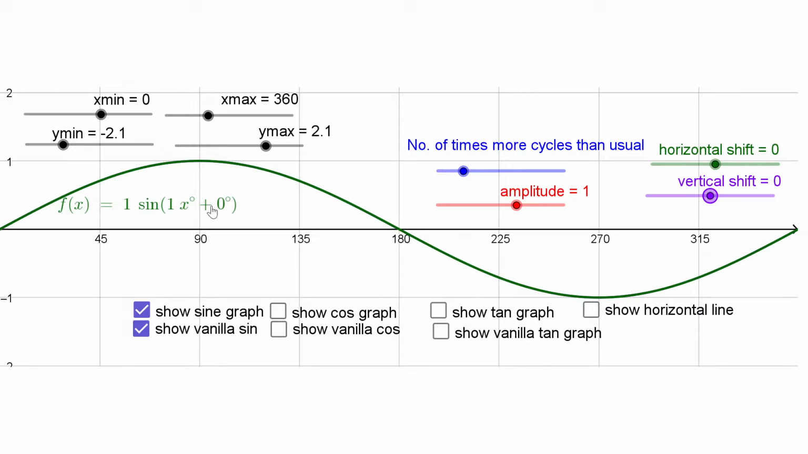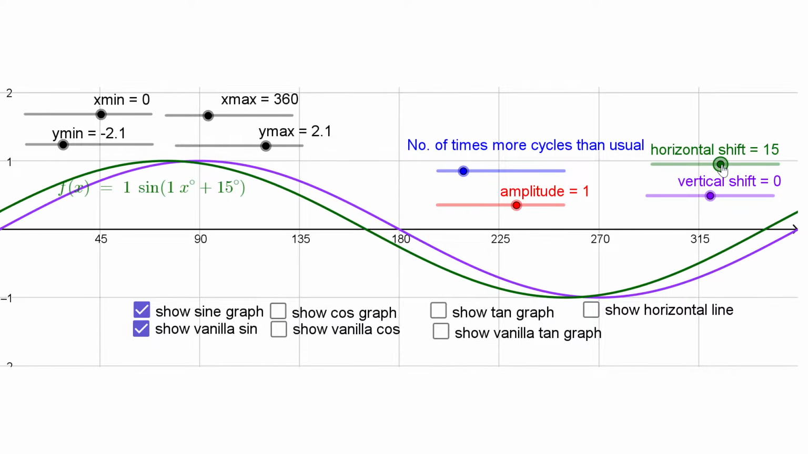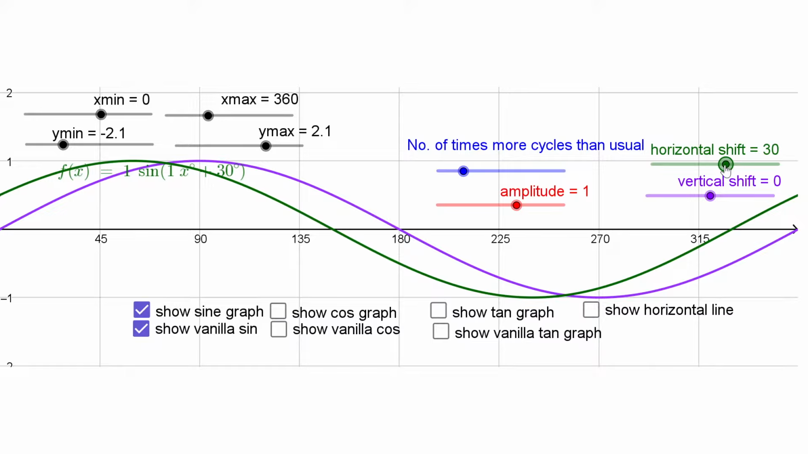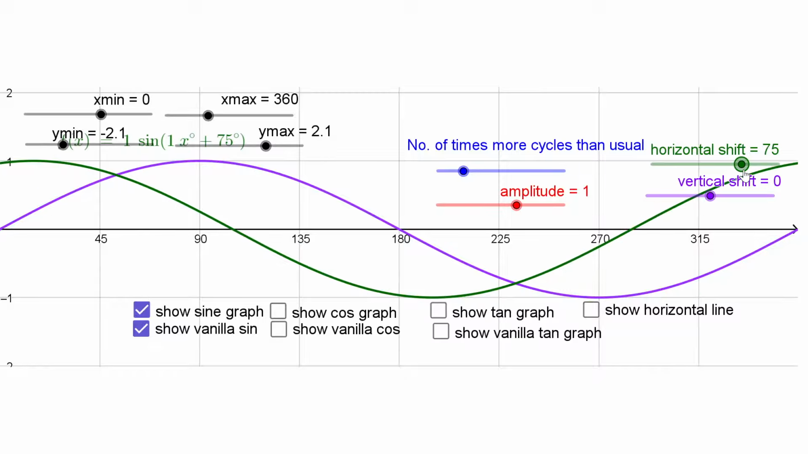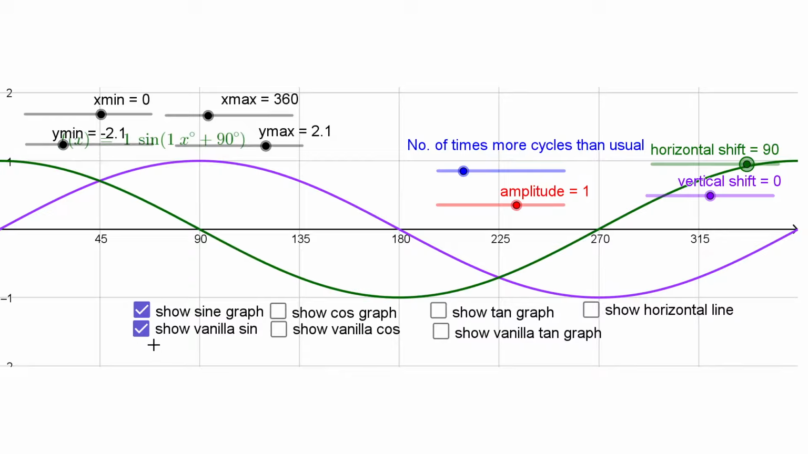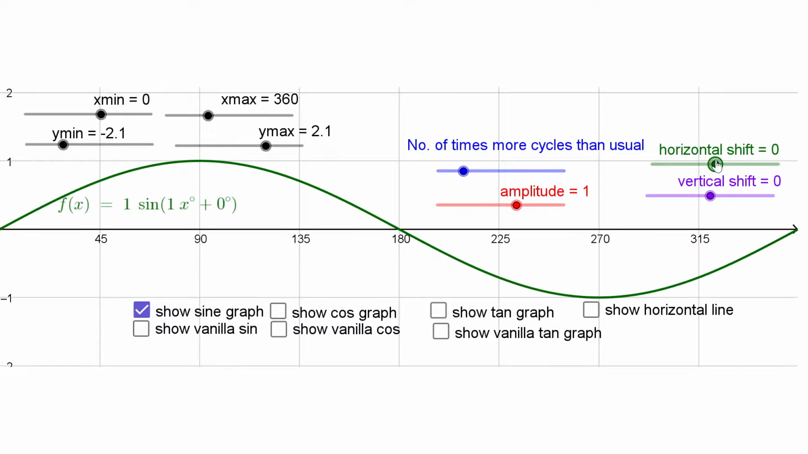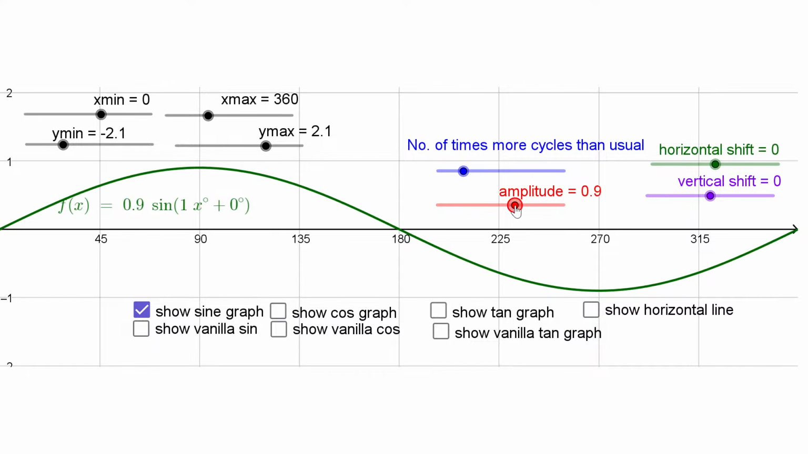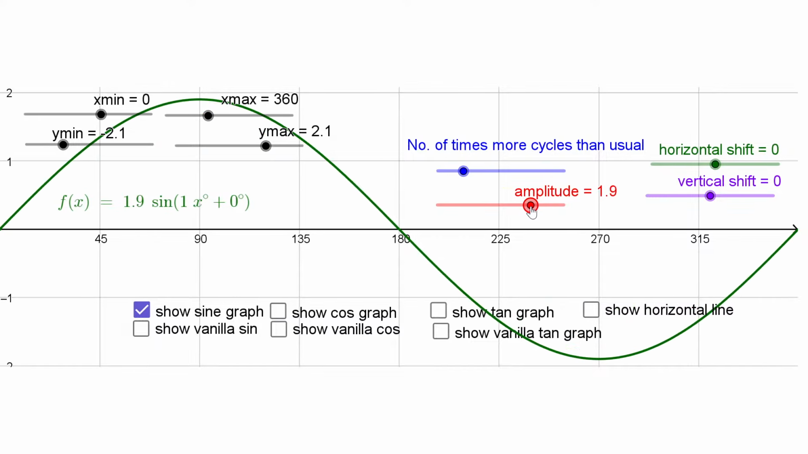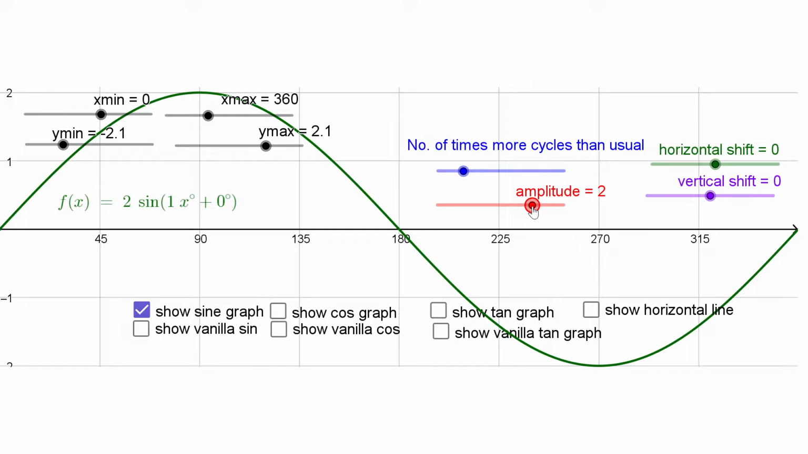That's a vertical shift. If we were to add a number inside here, for example 30 degrees, the graph would actually move 30 degrees to the left. The purple graph is the vanilla graph. Notice that if we move a sine graph 90 degrees to the left, we actually get a cos graph. So that's sine of theta plus 90. Let's put that back. If we multiply a number at the front, in other words, instead of having sine x, we have 2 sine x, the graph just gets stretched vertically. The amplitude is being affected and the range is being affected.